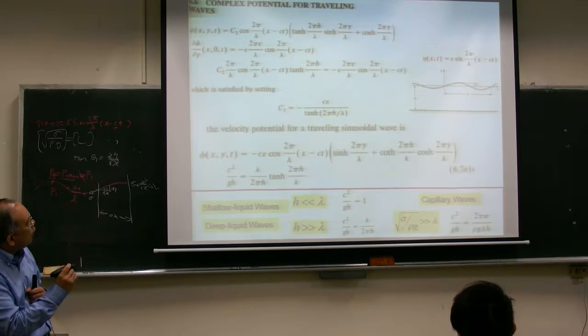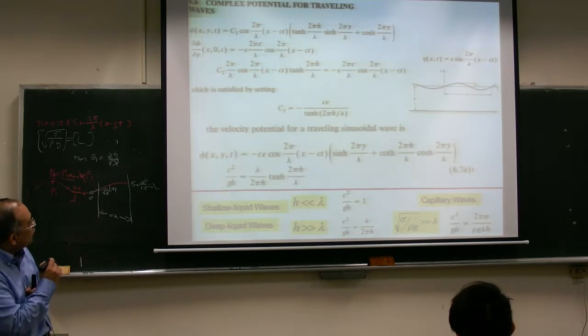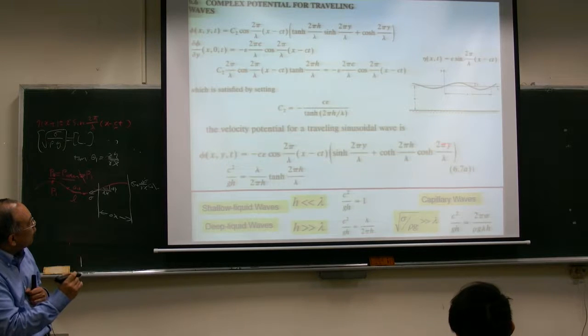When I have a traveling wave, this is a traveling sinusoid wave on the top. And this is what the velocity potential looks like, governing the flow field underneath.